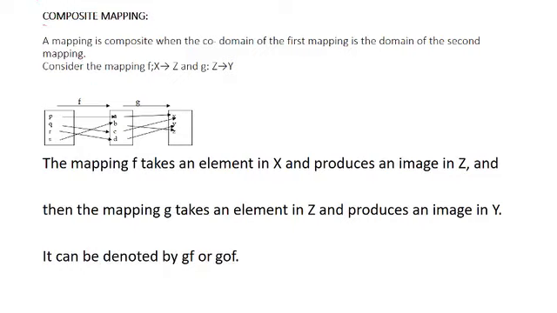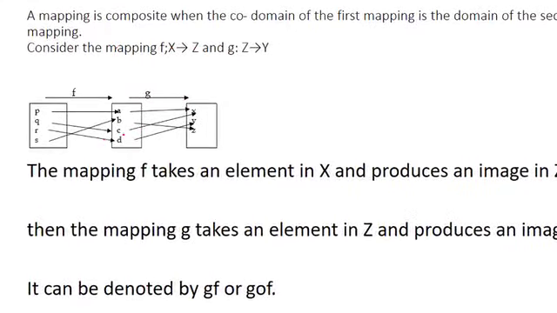Okay, welcome back. A mapping is composite when the codomain of the first mapping is the domain of the second mapping. Consider the mapping where f: x implies z and g: z implies y. So when you have this, you know that the image, the codomain of A, serves as a domain to another. That is just a transitive mapping whereby an image is being reflected and transferred to another point. So this is what we call composite mapping.